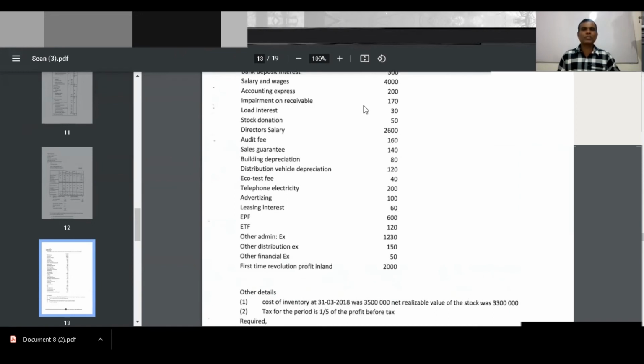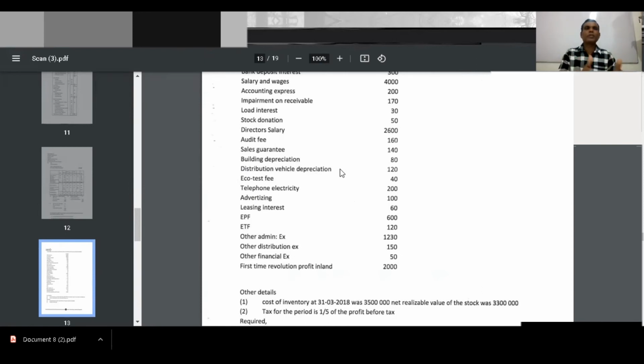Now, impairment loss on receivable or bad debt. As far as bad debt and impairment loss on receivable are concerned, there is no cash inflow or outflow, but it is still considered as an expense when preparing the financial statements. And then you know that building depreciation does not have a cash flow. Though it does not have a cash flow, we have considered it for calculating profit. And then distribution vehicle depreciation, no cash flow, but we have considered it. And there are some other such items which do not have a cash flow.